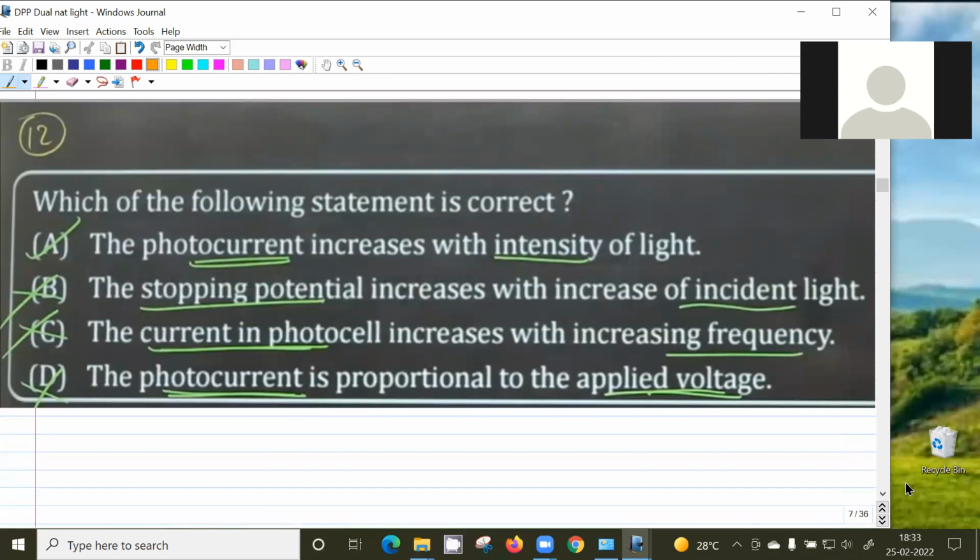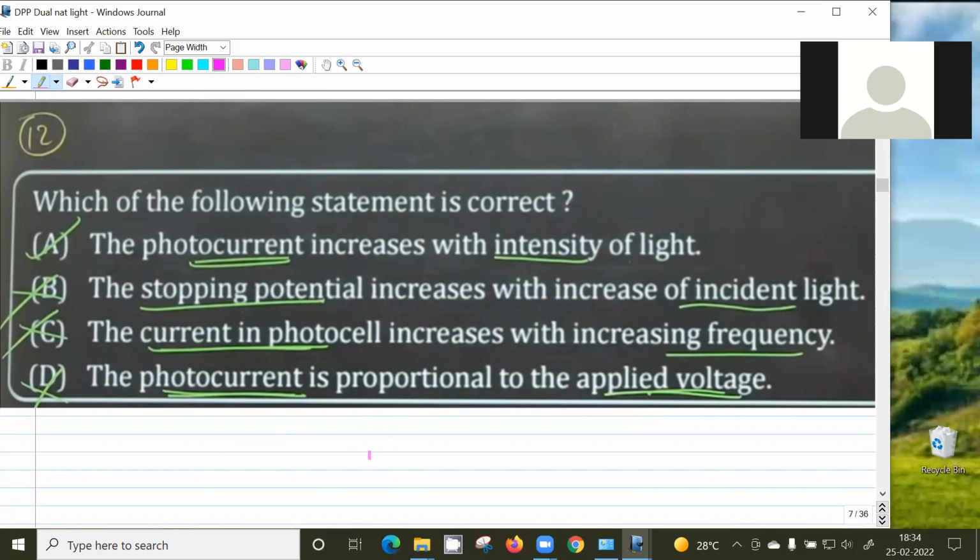Which of the following statements is correct? Photoelectron increases with intensity of light. Stopping potential increases with increase of incident light, which basically means increase of intensity of incident light. Current in photocell increases with increasing frequency. Photocurrent is proportional to applied voltage. So which is correct? Sir, both options A and D are right, no?